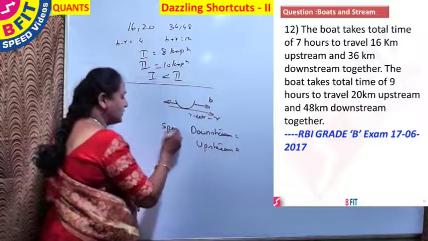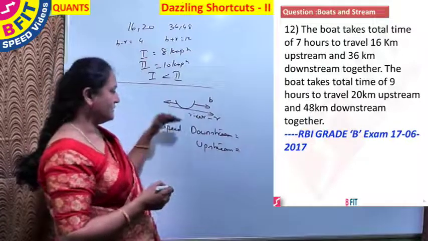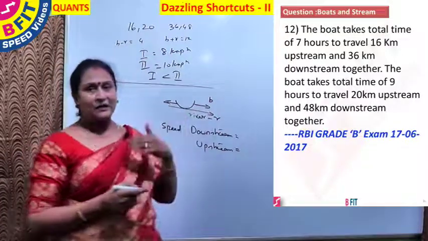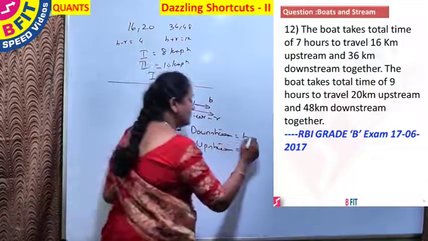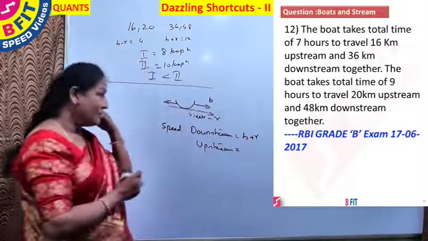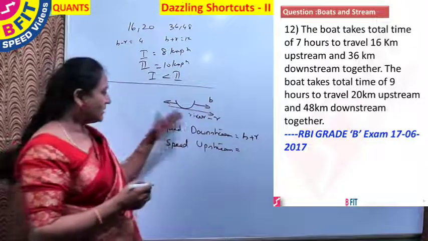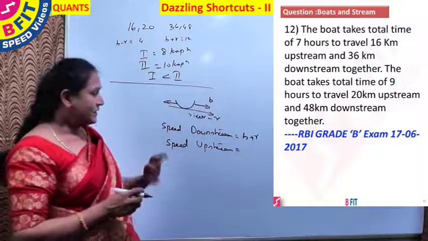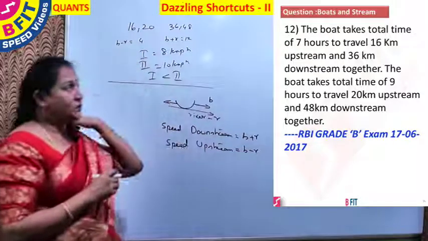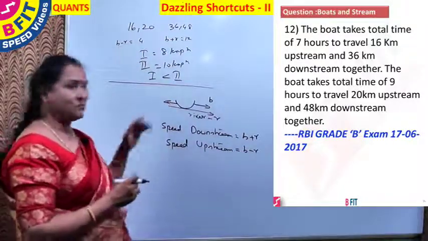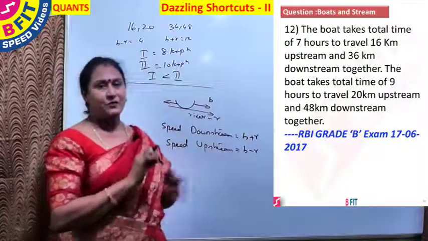To calculate speed downstream, both are moving in the same direction. As the boat is moving towards the direction of the river, it will make the boat move faster. So the downstream speed will be the sum of the speeds of boat and river. If the boat is going upstream, then it has to overcome the speed of the river, so it is the difference of the speed of the boat in still water and the river. So whenever we talk about boat questions, we take b plus r for downstream and b minus r for upstream.